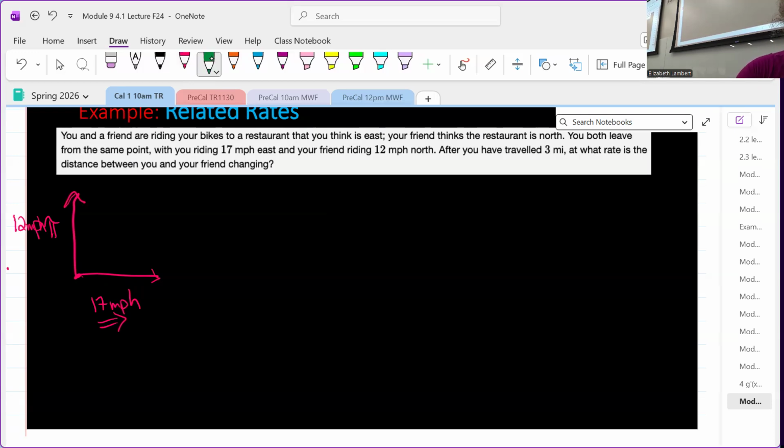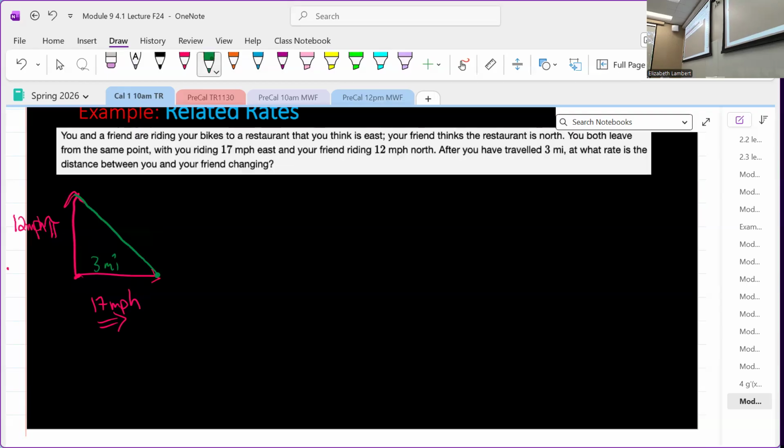Then it says, after you have traveled 3 miles, so we're fixing this distance at 3 miles. At what rate is the distance between you and your friend changing? So they're talking about the distance between you and your friend, so we need that in our figure. I'm going to call it a capital D for the distance between them. And they're asking us the rate that this is changing at.